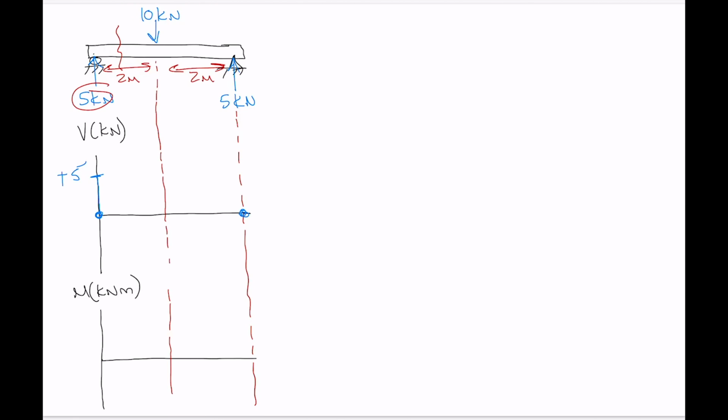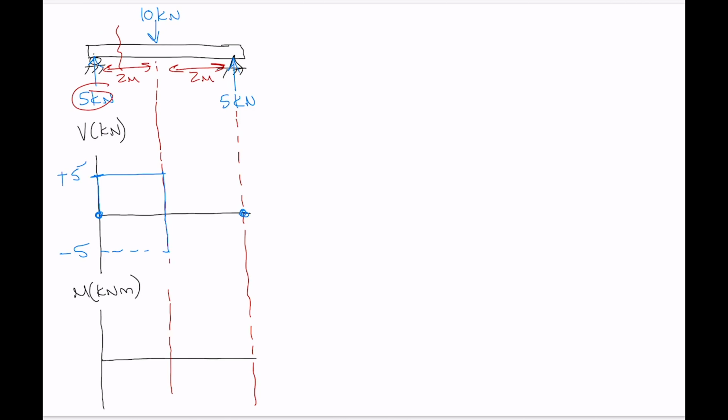The value of the distributed load is 0. There's no distributed load, so the slope of the shear diagram is 0. A line with a slope of 0 is just a horizontal line. So we continue horizontally until we get to the 10 kilonewton point load, and then a downward point load causes a jump downward, and we jump downward by the magnitude of that load. So we jump downward by 10 from where we're at. So that's going to bring us to minus 5.